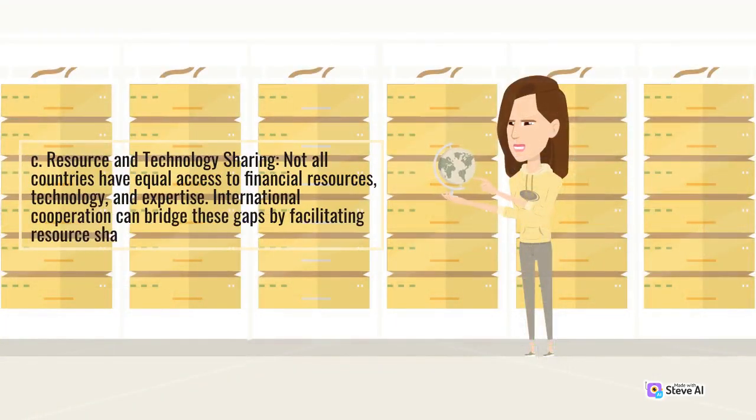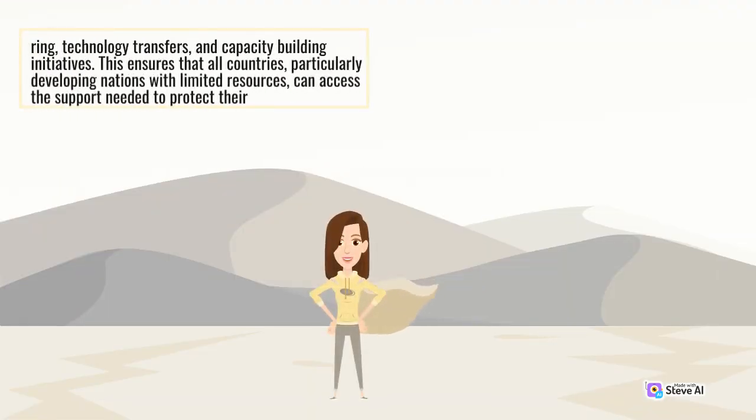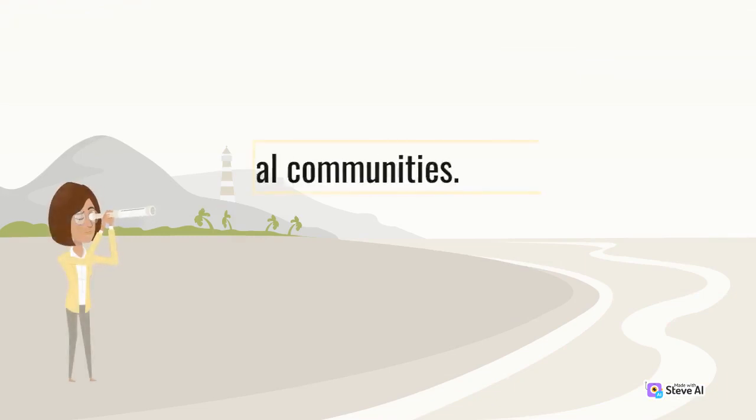C. Resource and technology sharing. Not all countries have equal access to financial resources, technology, and expertise. International cooperation can bridge these gaps by facilitating resource sharing, technology transfers, and capacity building initiatives. This ensures that all countries, particularly developing nations with limited resources, can access the support needed to protect their coastal communities.